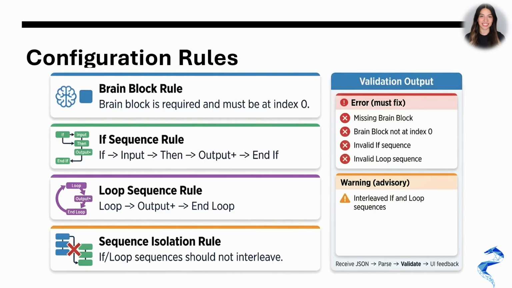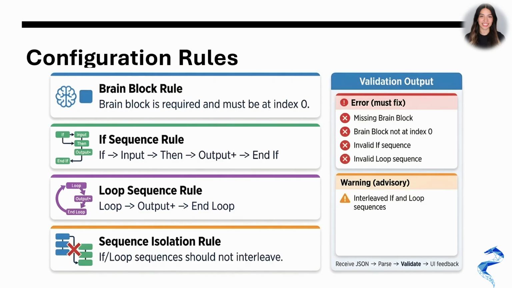Here are our validation rules for the block configuration. Rule 1, the brain block is mandatory and must appear at index 0, meaning it must be at the very beginning of the configuration. Rule 2, if statements must follow the valid structure of being an if block, an input block, a then block, and then multiple output blocks, or one, and then an end if to end the sequence.